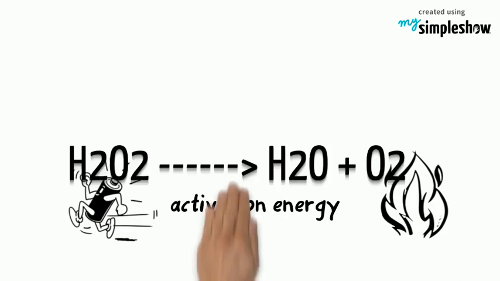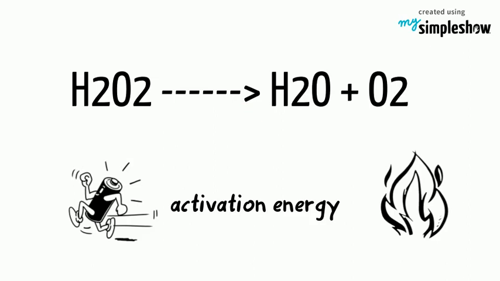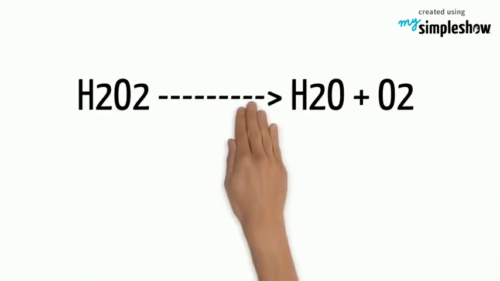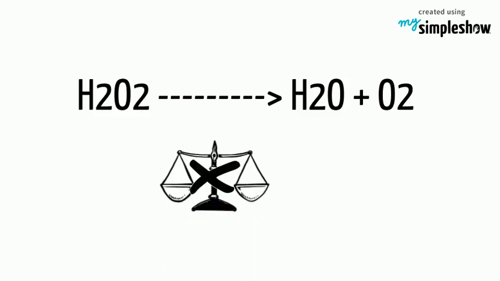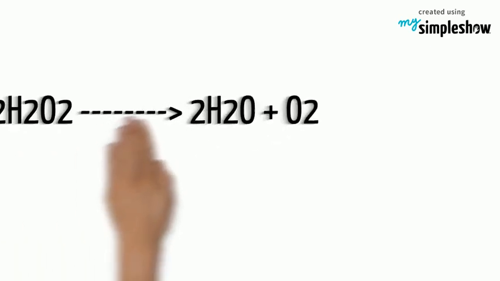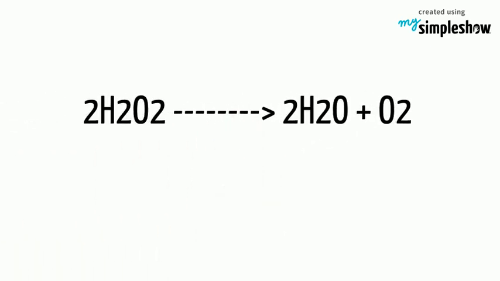For instance, let's look at the chemical reaction for breaking down hydrogen peroxide. On the left you have hydrogen peroxide. It has 2 hydrogen and 2 oxygen atoms. On the right you have water and oxygen. This equation isn't balanced because there aren't the same number of atoms on the left as on the right. To balance it, we have to write it like this. Now the reaction can take place anytime there's enough energy.